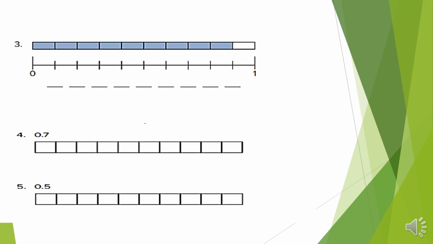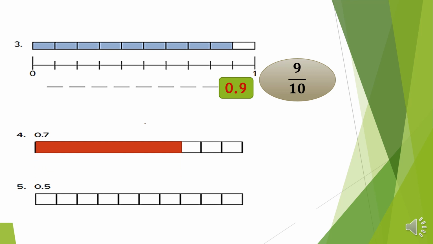Number 3, count how many colored parts here. Colored parts here are 9, so 9 over 10, and the decimal point after 9, so it will be 0.9. Number 4, 0.7. How can we represent 0.7? So we color how many parts? 7 parts. Okay, and last one, 0.5. So we will color how many parts here? Of course, 5 parts.